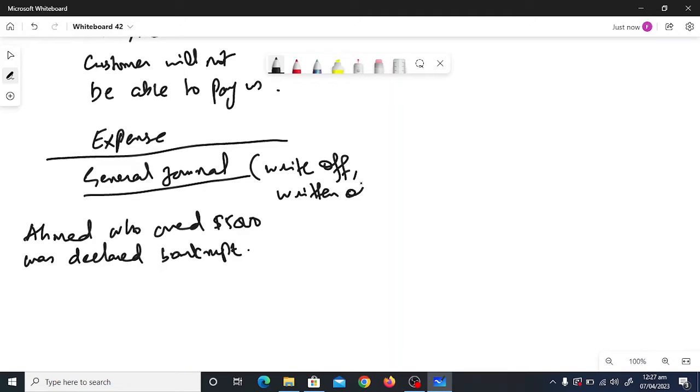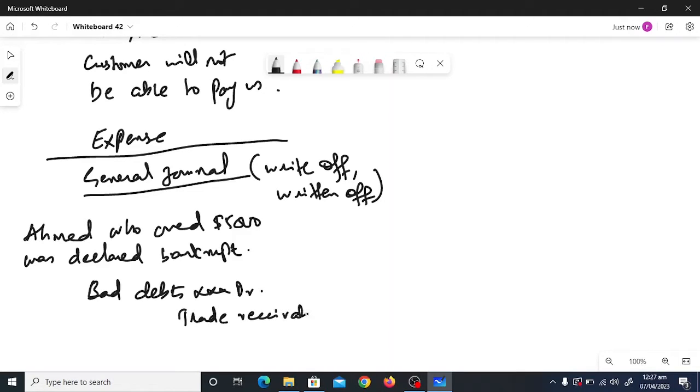There are two words which will be written for bad debts: write off or written off. The question will say write off the bad debts, or the bad debts need to be written off. So you need to pass the bad debt entry. This is the greatest sign that this is a bad debt. So how will you record that? You will write bad debts.